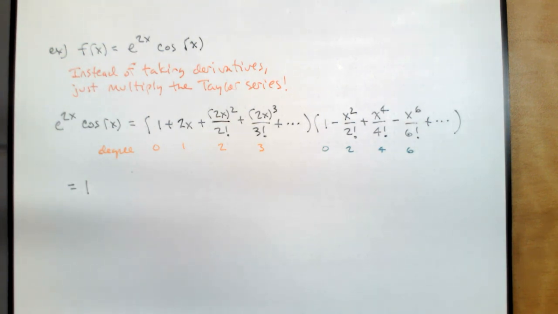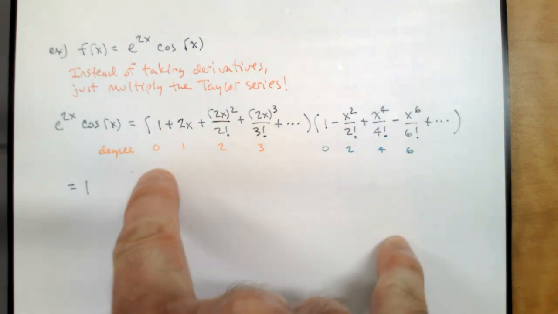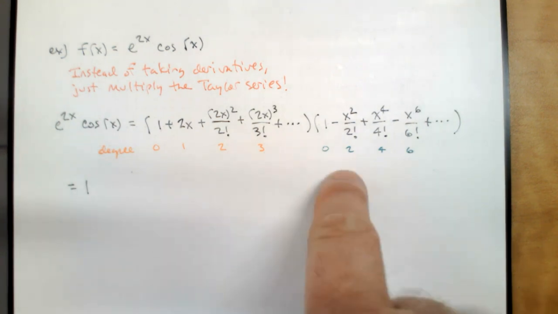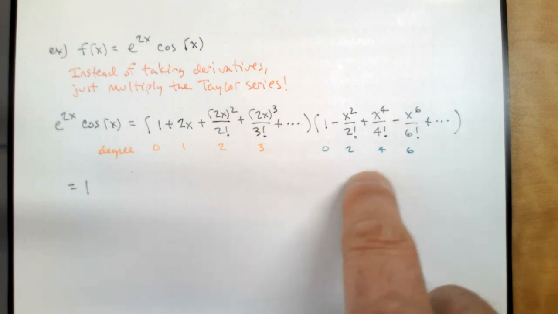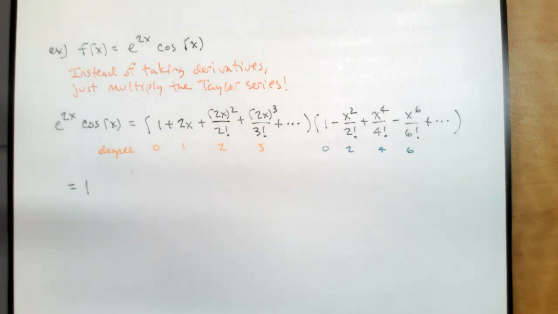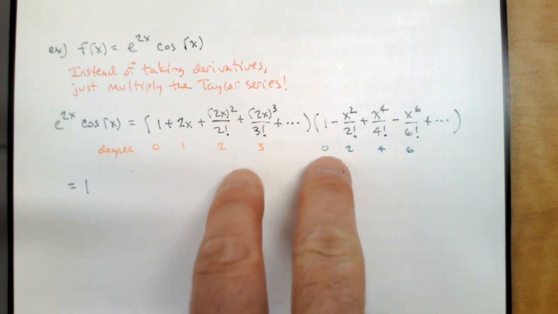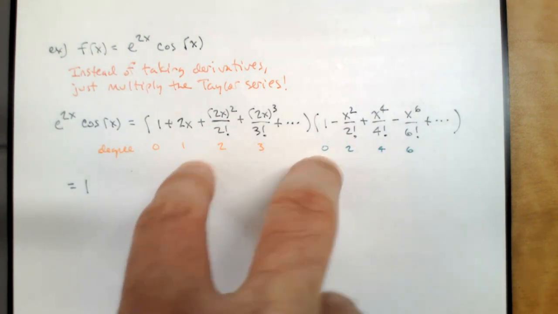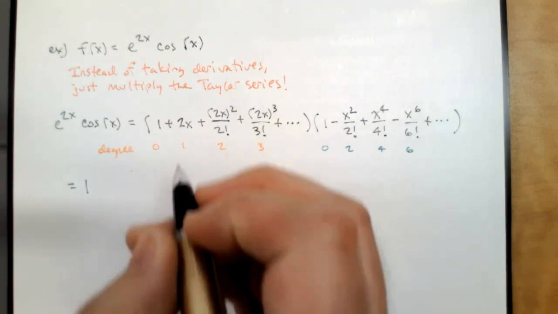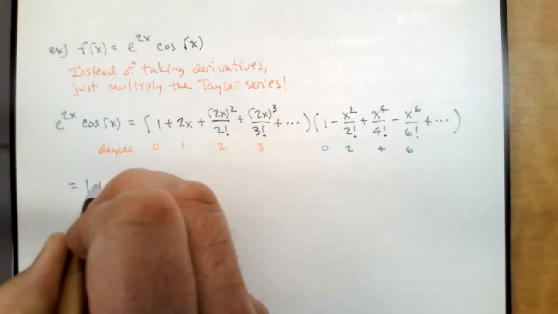So if we look at what we have in the first polynomial, we've got 0, 1, 2, and 3. And the second series, 0, 2, 4, and 6. There's only one degree 1 term, and it has to be 2x. There's no other way to get a degree 1 term other than multiply the degree zero term from cosine and the degree one term from e to the 2x. So the next term will have to be 2x.